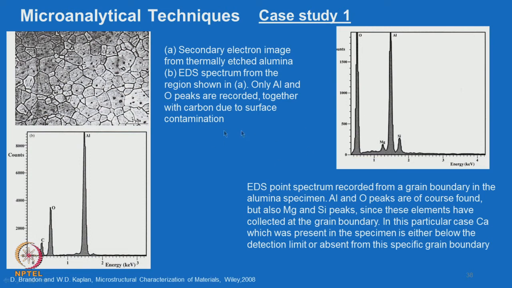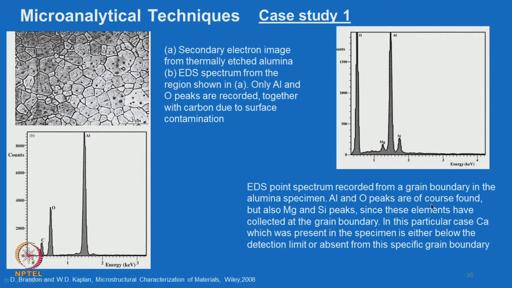And the other spectrum, which is taken on the same sample, shows a peak of oxygen, magnesium, aluminum and silicon. So, you should wonder why the difference between these two. So, let us read this caption first. EDS point spectrum recorded from a grain boundary in the alumina specimen.